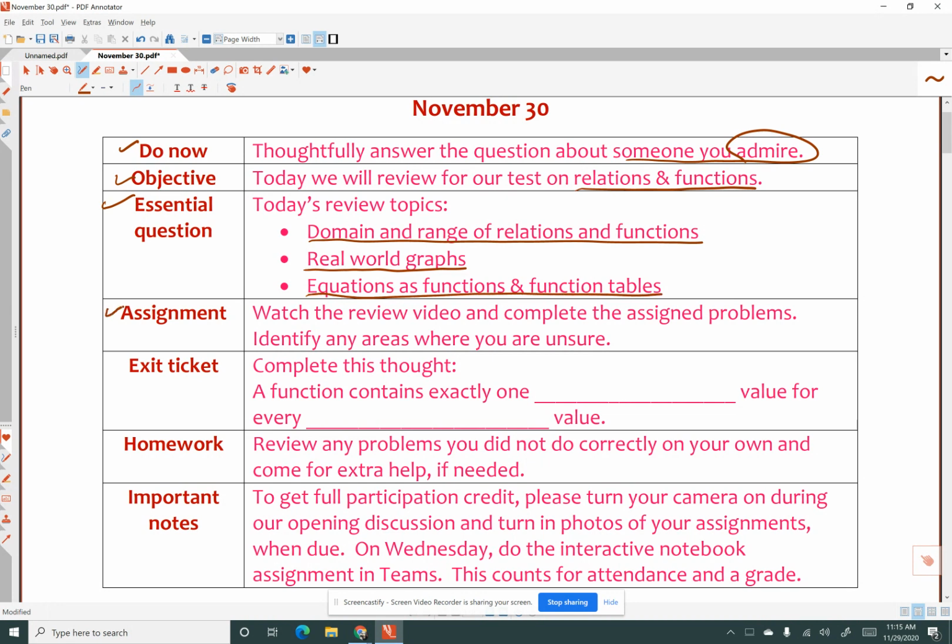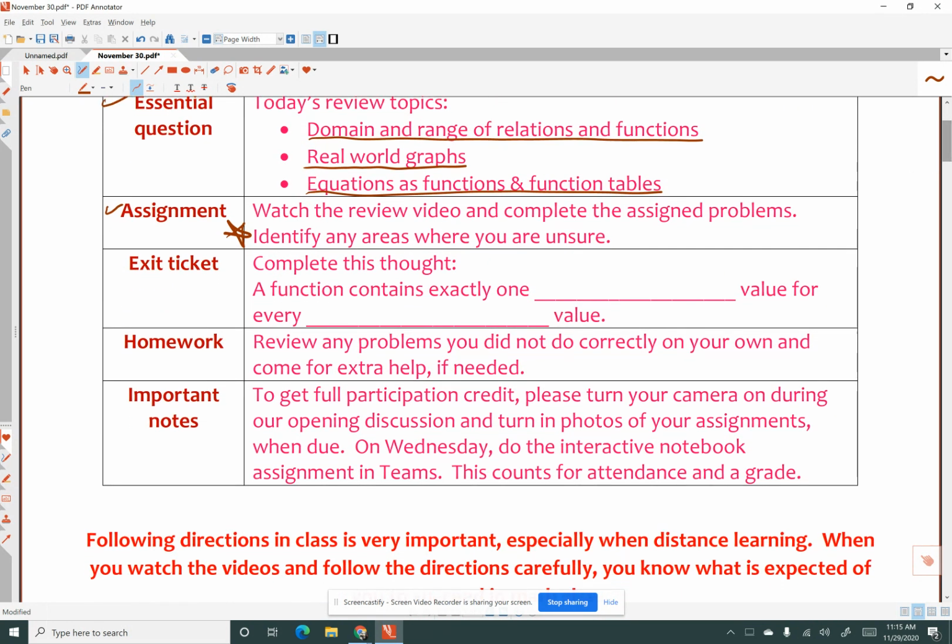So our assignment will be to watch the video and complete the assigned problems. And I want you to especially identify any areas where you are unsure. There will be some extra help opportunities for you. Our exit ticket asks us to complete the thought: A function contains exactly one blank value for every blank value.